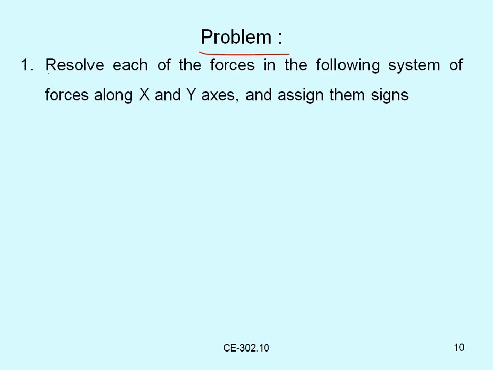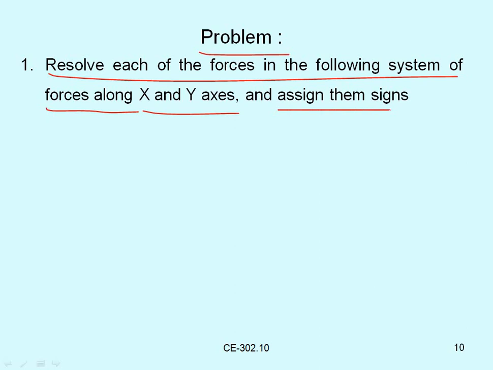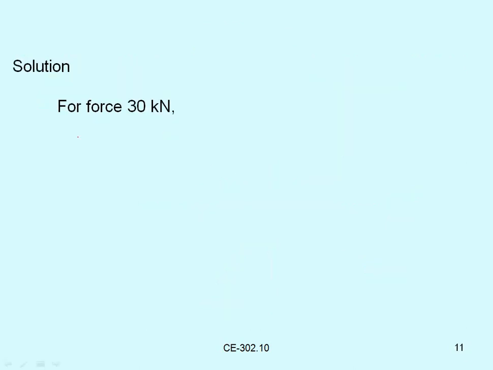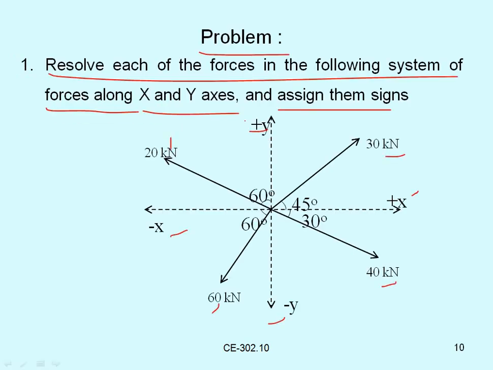So here we see a problem. Resolve each of the forces in the following system of forces along the X and Y axes and assign them signs. Here we can see the forces given: 30 kilonewtons, 40 kilonewtons, 60 kilonewtons and 20 kilonewtons. So first, where is the force of 30 kilonewtons? This is the force, the first one.